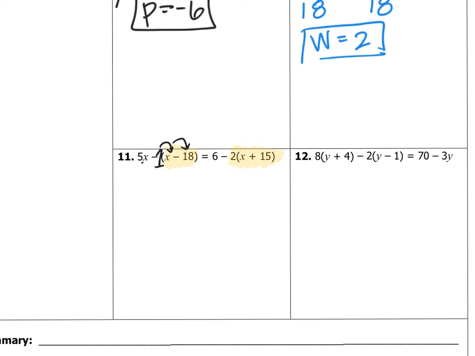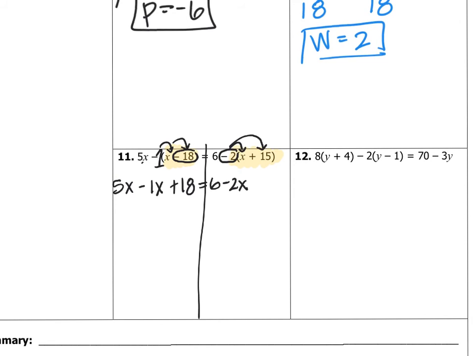So if I rewrite this, I still have that 5x. Then I have to do -1 times x, which is -1x. Then I have to do -1 times -18, which is +18. So that's my left side. When I do this on my right side, this 6 is not what's being distributed. That's just going to stay 6. I'm distributing a -2. So I have to do -2 times x, which is -2x. Then I'm going to do -2 times +15, which makes -30.